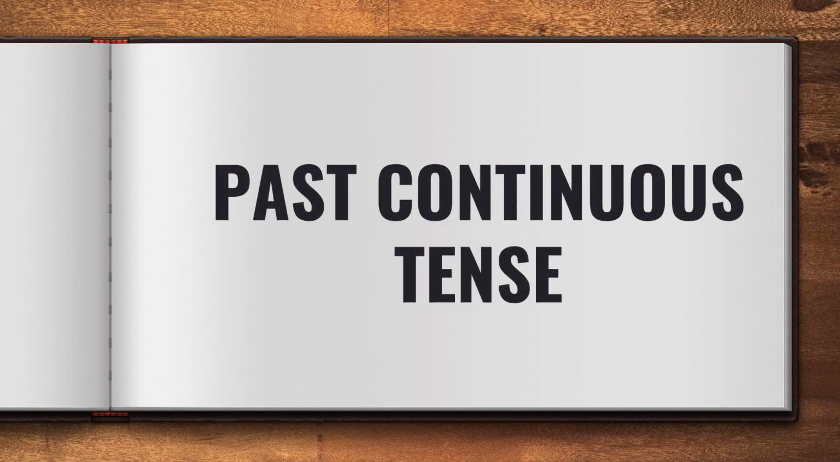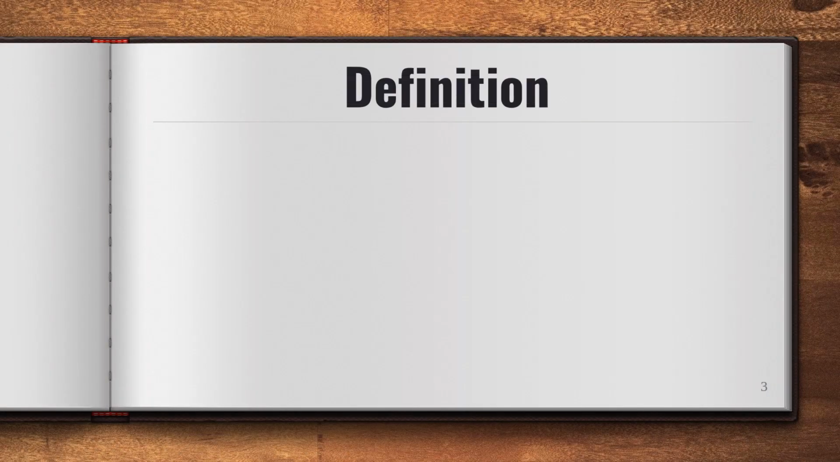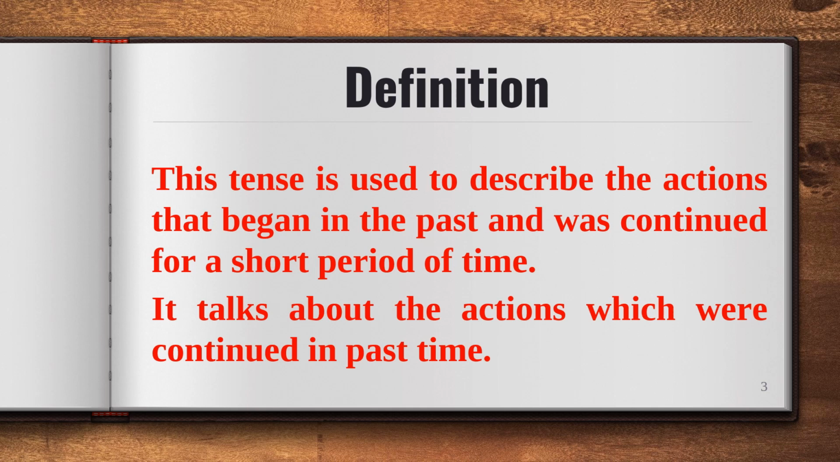Today I am going to deliver a lecture on past continuous tense and past perfect tense. The definition of past continuous tense is: we use this tense to describe the actions that began in the past and were continued for a short period of time. The action which started in the past and was continued for a short period of time, or it talks about the actions which were continued in the past time.